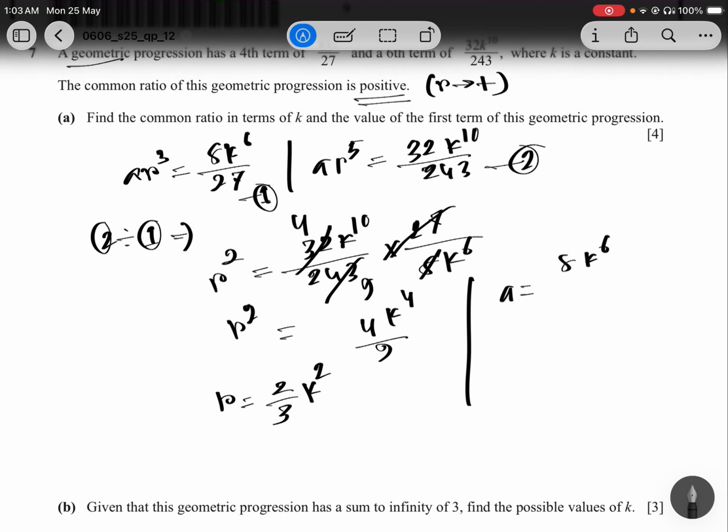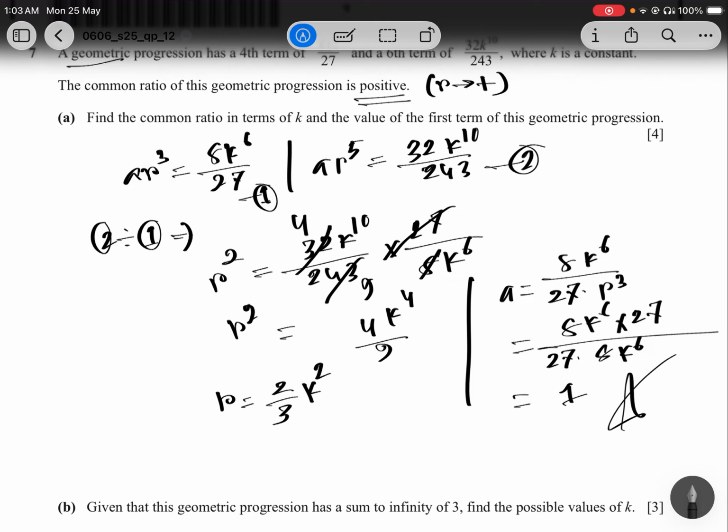8 k to the power 6, 27 r cube. That means 8 k to the power 6, 27 on the top. So 8 gone, 27 gone. So it's a perfect one. Wow. Yeah, this is the answer.